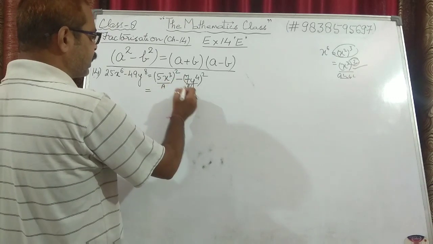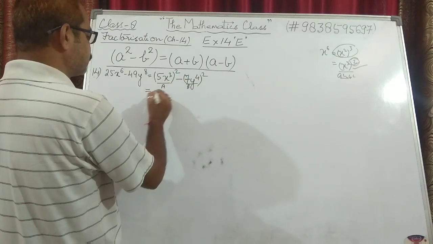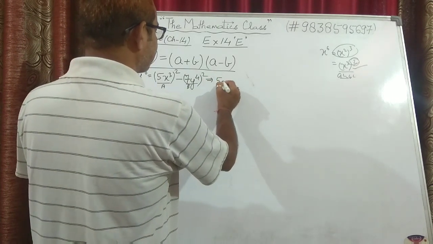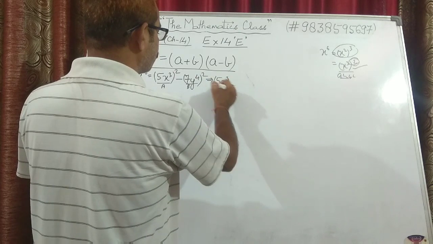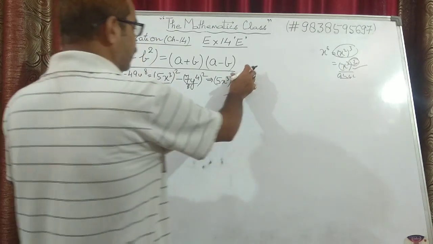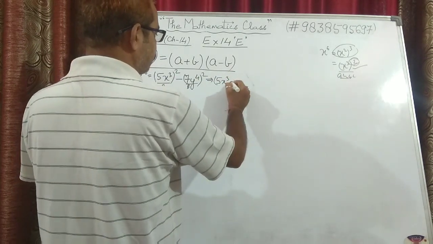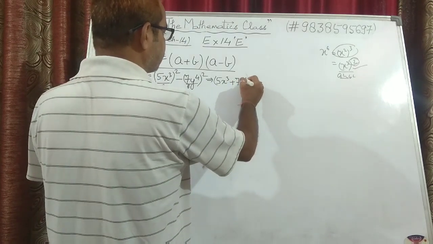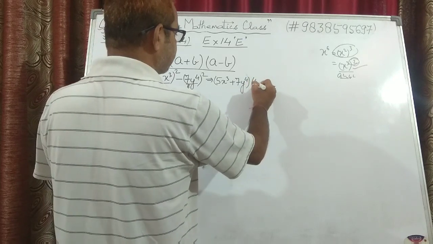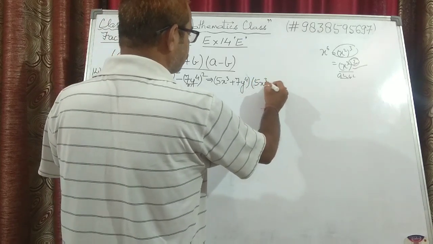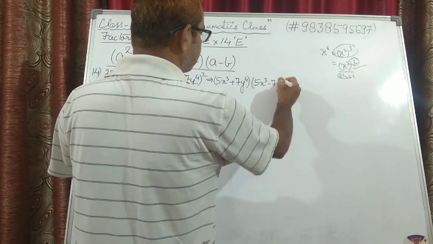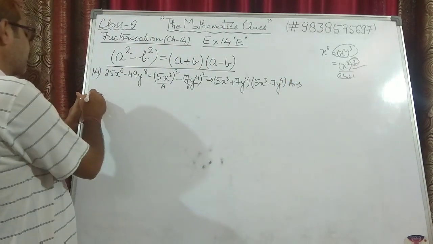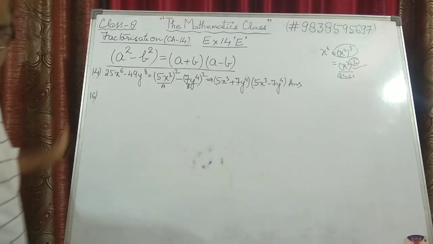We know a square minus b square is a plus b and a minus b. So this can be written as: a is 5x cube, b is 7y to the power 4. So a plus b is 5x cube plus 7y to the power 4, and a minus b is 5x cube minus 7y to the power 4. That is the final value. Now we move on to question number 16.